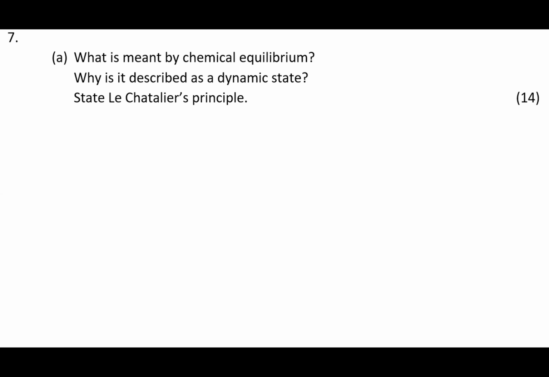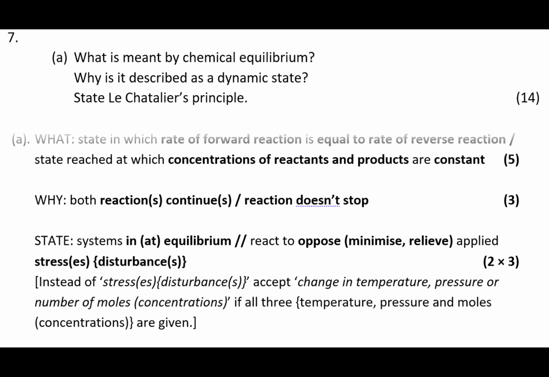So what is meant by chemical equilibrium? Why is it described as a dynamic state? And Le Chatelier's principle. So chemical equilibrium is a state in which the rate of forward reaction is equal to the rate of reverse reaction, or you could say the state reached at which concentrations of reactants and products are constant. And again, remembering that the bold print is the key phrases that you need. So 5 marks there for either one of those two.